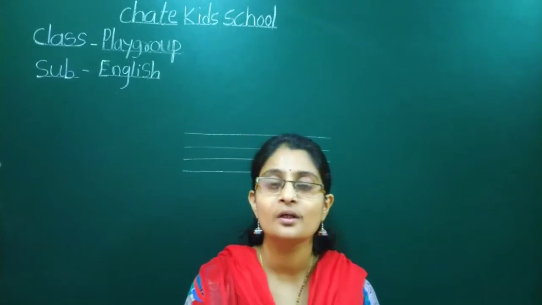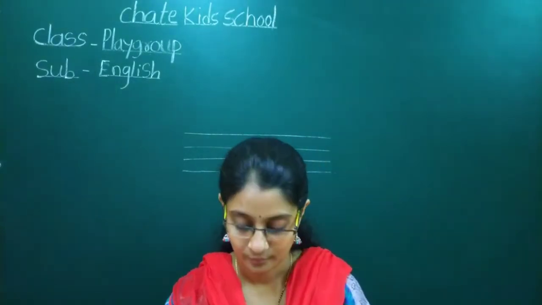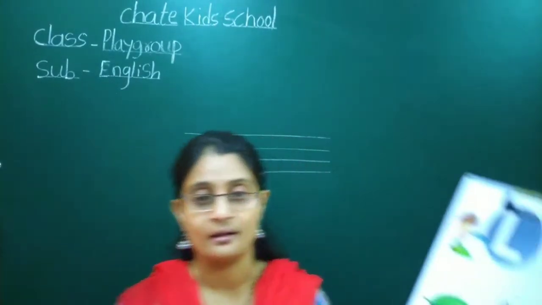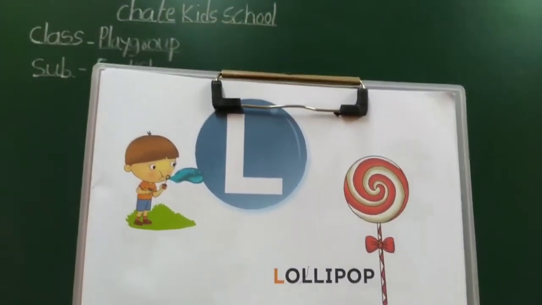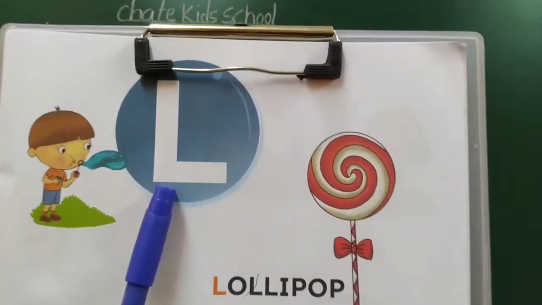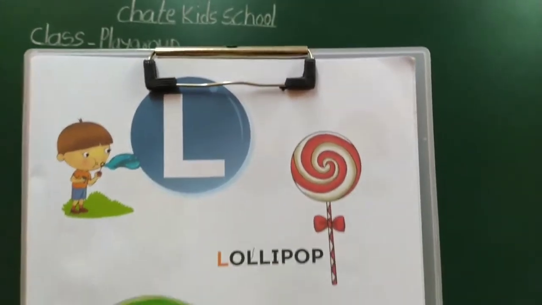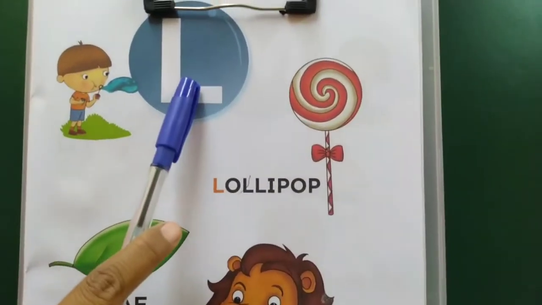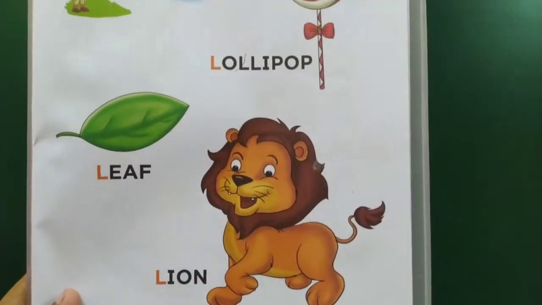Today we are going to learn our next alphabet and our class is Playgroup. And our next alphabet is L. Okay? This is our next alphabet. L. Capital L. L letter sounds L. L for lollipop, leaf, lion.